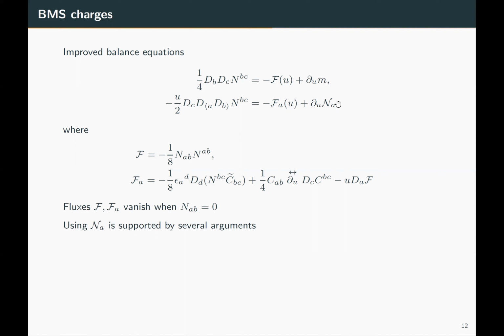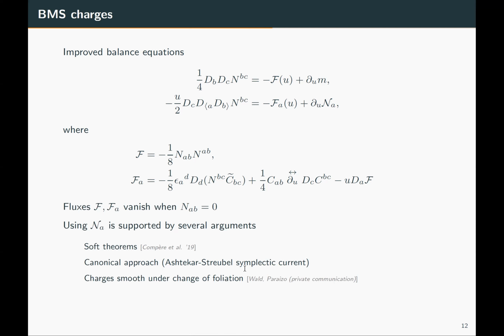The fact that we use this calligraphic NA is supported by various arguments. First of all, it's supported by the soft theorems, in the sense that from soft theorems you get exactly this term for the soft flux, the flux of soft gravitons. Also, if you compute the charge for the angular momentum from this calligraphic NA, you see that it matches with the Ashtekar-Streubel charge derived based on symplectic methods and so on.